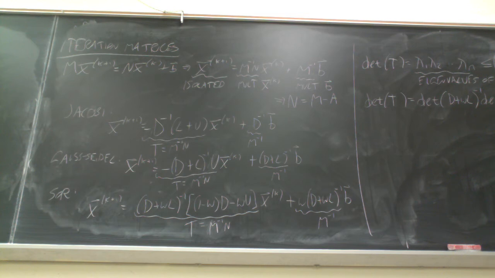Now, keep in mind that D is diagonal, L is lower triangular, U is strictly upper triangular. This is a lower triangular matrix. This is an upper triangular matrix. So in both cases, the determinant is just the product of all the diagonal entries. Here, the diagonal entries are just the diagonal entries of A. So we have 1 over the product of all the diagonal entries. And then over here, we have the diagonal entries again, except they're multiplied by 1 minus omega, so 1 minus omega times a_ii. Well, the a_ii's are going to cancel. So now we're just multiplying 1 minus omega n times. So that's the determinant.